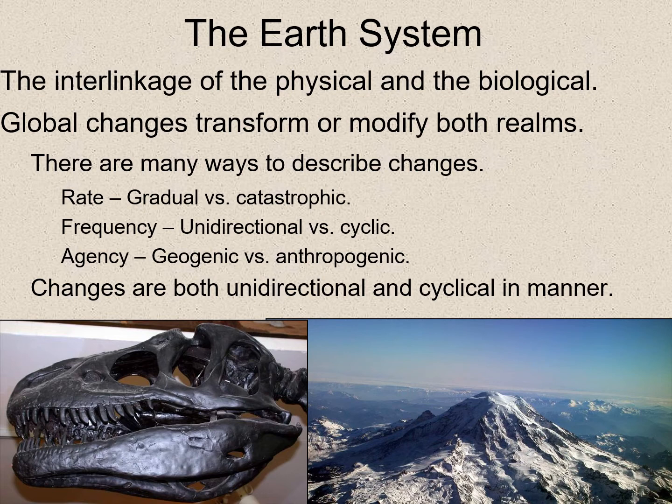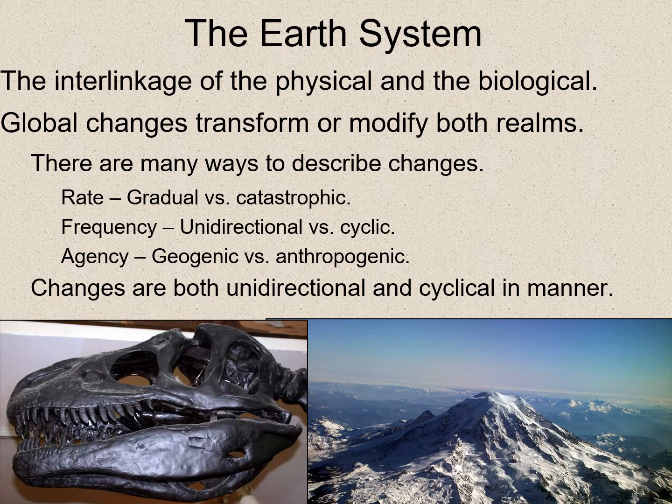We do see cyclic changes with the rock cycle. We see it with plate tectonics. We see it with the carbon cycle and the water cycle and all of these other types of cycles. These are changes that we're always in some stage of. Unidirectional changes, such as the formation of the Earth, happen once. They don't then hit the repeat button and do it again.